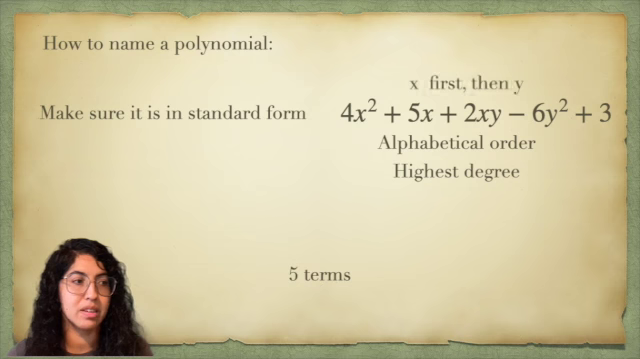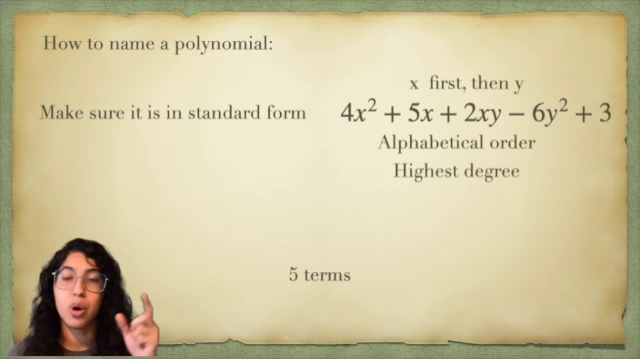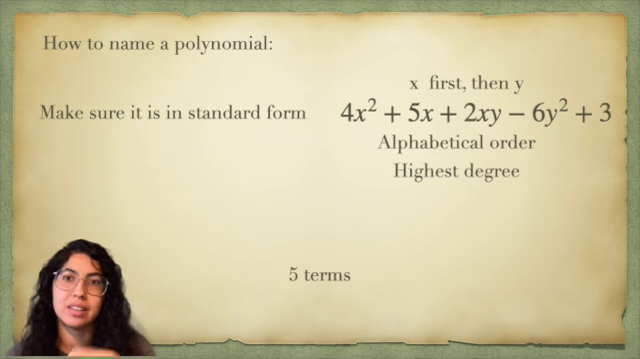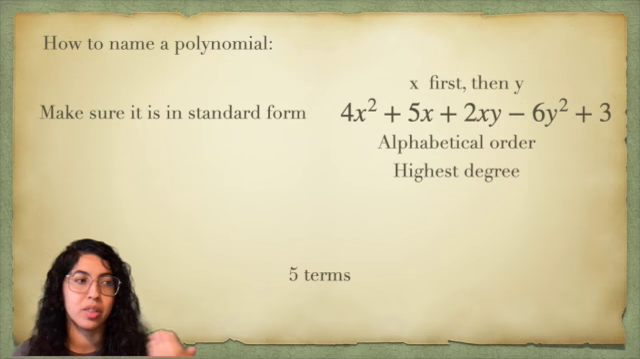So if I'm looking at this, x first, then y. Notice in the middle, I have xy. That's because the xy being connected through multiplication, that x supersedes y squared. So then I would have to put xy first, okay?